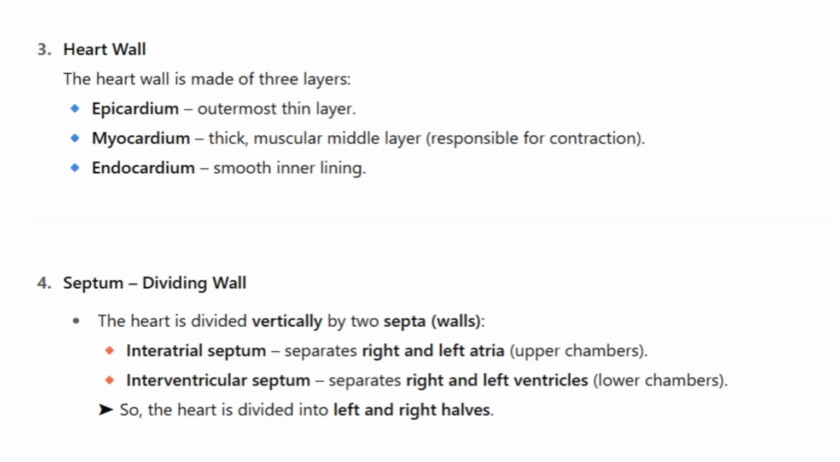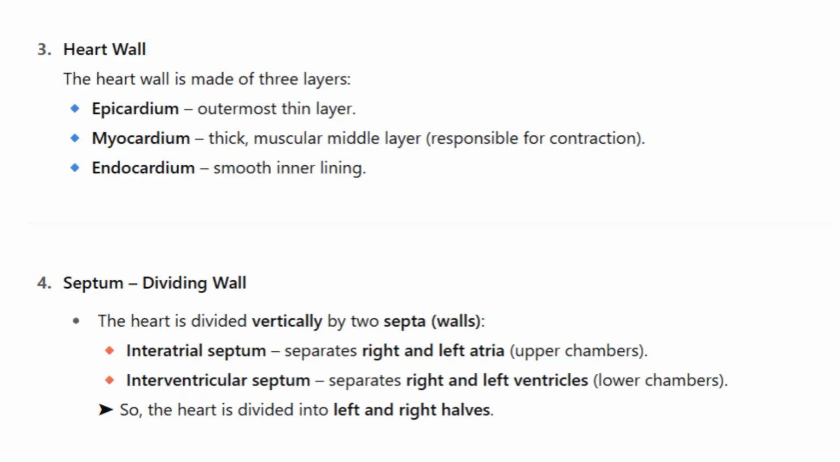Heart wall. The heart wall is made of 3 layers. Epicardium, the outermost thin layer. Myocardium, the thick, muscular middle layer, responsible for contraction. Endocardium, the smooth inner lining. Septum, the dividing wall. The heart is divided vertically by 2 septa, or walls. Interatrial septum separates the right and left atria, the upper chambers. Interventricular septum separates the right and left ventricles, the lower chambers.